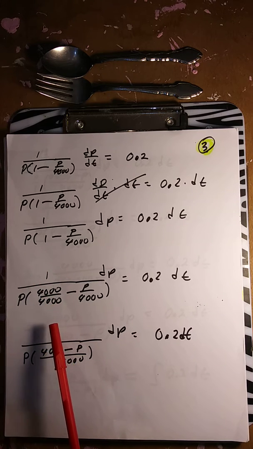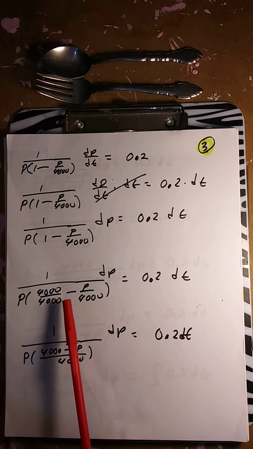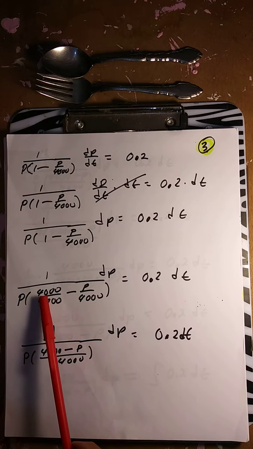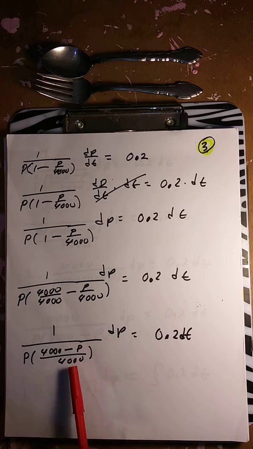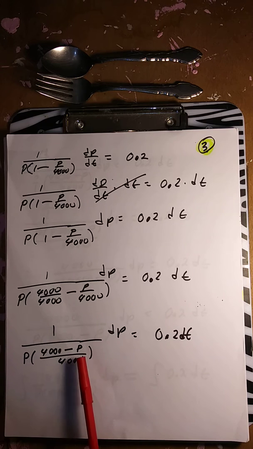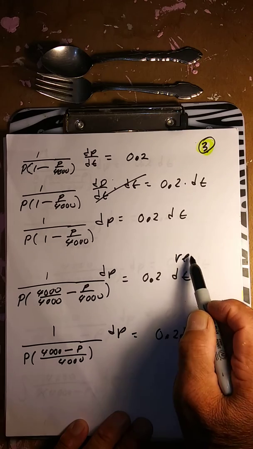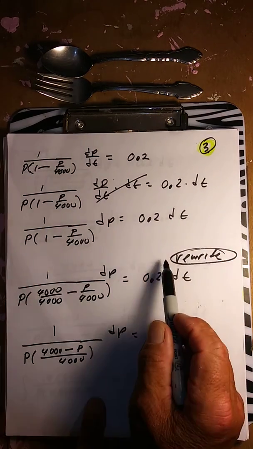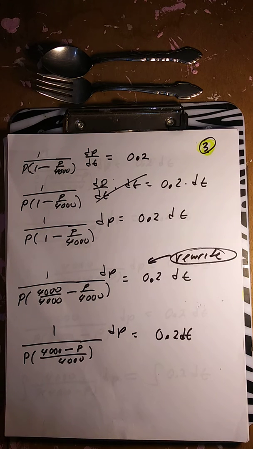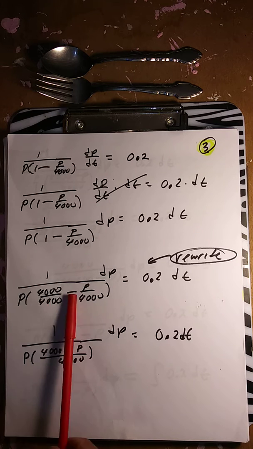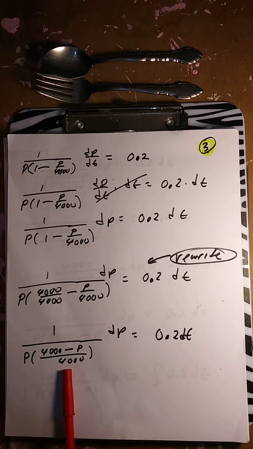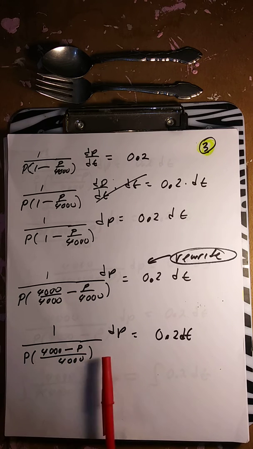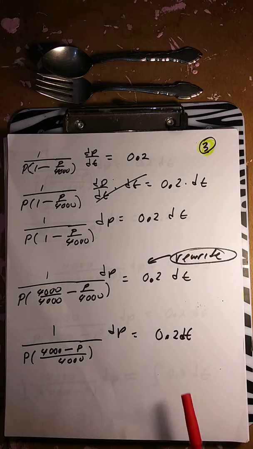Now, this I can put together because they have the same denominator. See the 4,000 and 4,000? So (4,000 - P) over 4,000. And what I do here, I just rewrite this right here. That's what I did right there, and that magic 1 right there. Now, one denominator, one big fraction: 4,000 minus P over 4,000 times P, dP equals 0.2 dt.